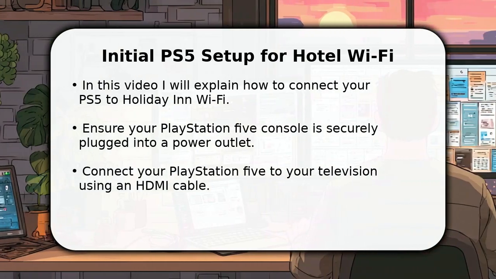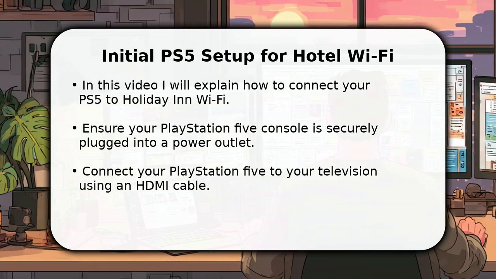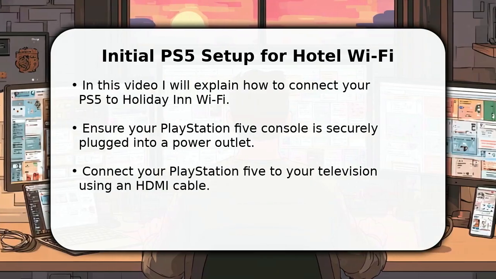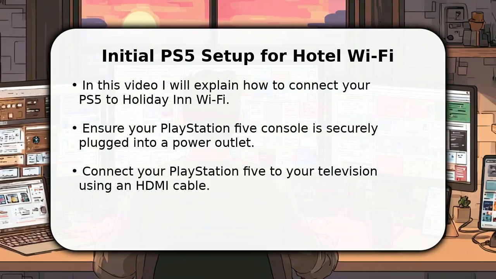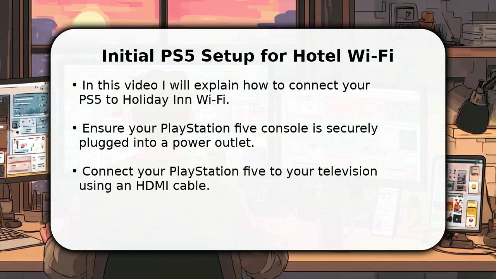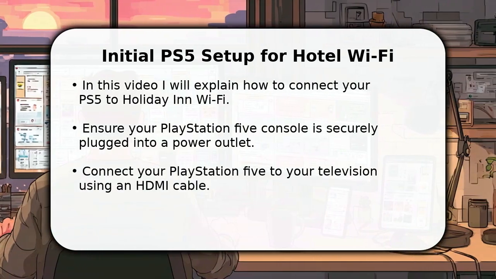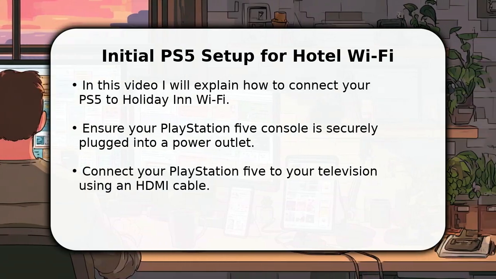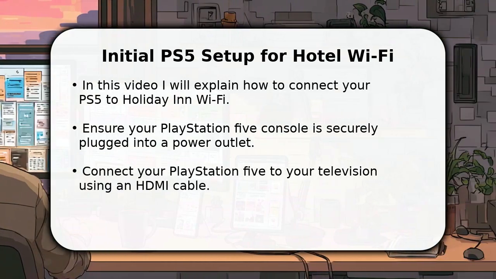First, make sure your PlayStation 5 console is properly set up and powered on, connecting it to a power outlet, and then to your hotel room's television using an HDMI cable. This initial physical setup is crucial before we dive into the network configuration. Having both devices ready ensures a smooth start to the process.